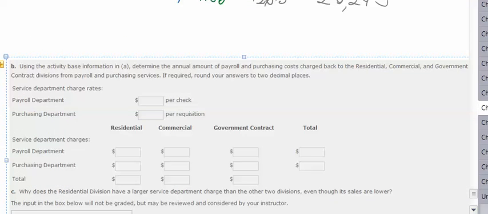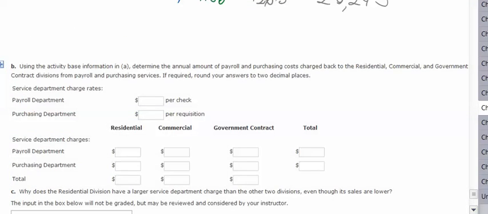So we go down to part B, and it says using the activity-based information in A, determine the annual amount of payroll and purchasing costs charged back to the residential, commercial, and government contract divisions for the payroll and purchasing services. If required, round it to 2 decimal places.